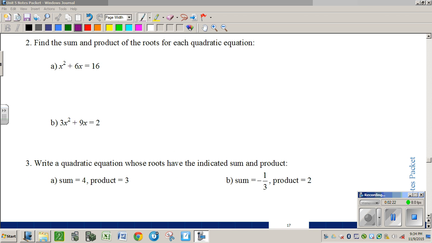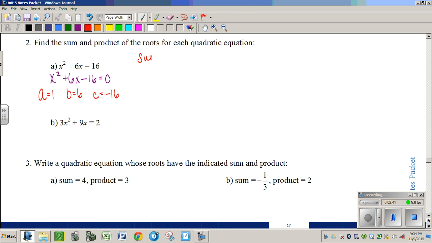So first things first, let's get this in standard form. So this is going to be x squared plus 6x minus 16 equals 0. So I'm going to go ahead and identify a, b, and c. So a is 1, coefficient of x squared. B is 6, coefficient of x. And c is negative 16.